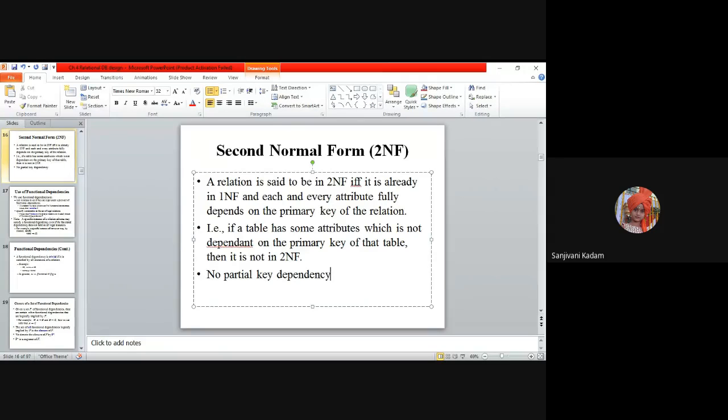So no partial key dependency, only key dependency should be there. If we have any attributes dependent on some other attributes, then we can say that is a partial key dependency. Clear with this? So no partial key dependency is allowed in the second normal form.